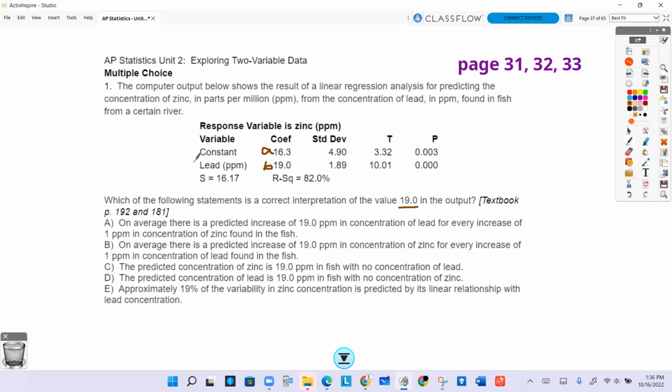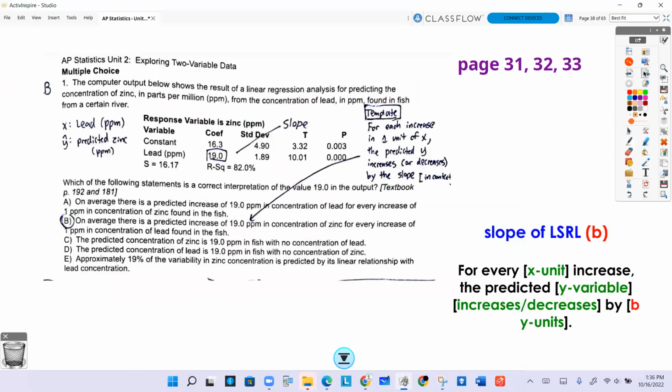So your x value is going to be your lead, and your y value is going to be your concentration of zinc, because that's what we're predicting. And let's see if you can answer the question correctly. Okay, the correct answer should be B.